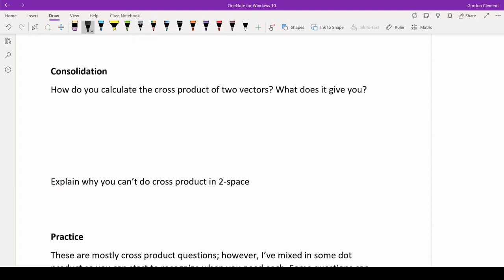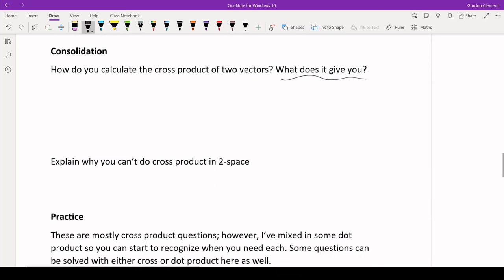Remind yourself how to calculate the cross product and describe what this new vector is, what's special about this new vector. And then, well, I guess I never said why you can't do cross product in 2-space. Well, if you have 2 vectors in 2D, there isn't going to be a third. If I'm not allowed to leave the page, I can't make a third vector that's going to be perpendicular to both. I can make one that's perpendicular to that one, but in general, unless you start with 2 parallel vectors, it's not going to work.